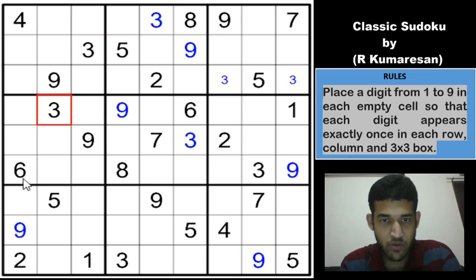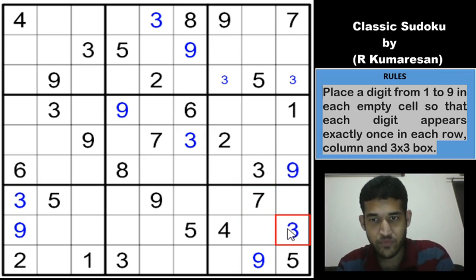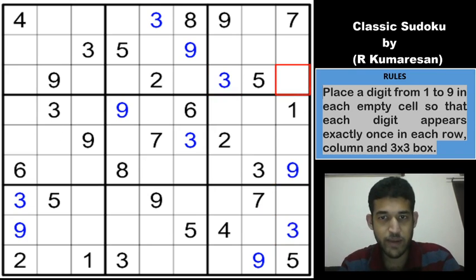And 3 in column 2 and column 3 gives us a 3 here. 3 in row 7 and row 9 will give a 3 in one of these two cells, and this 3 eliminates the 3 from here, which in turn gives a 3 here. So we have placed all the 3s and all the 9s as well.